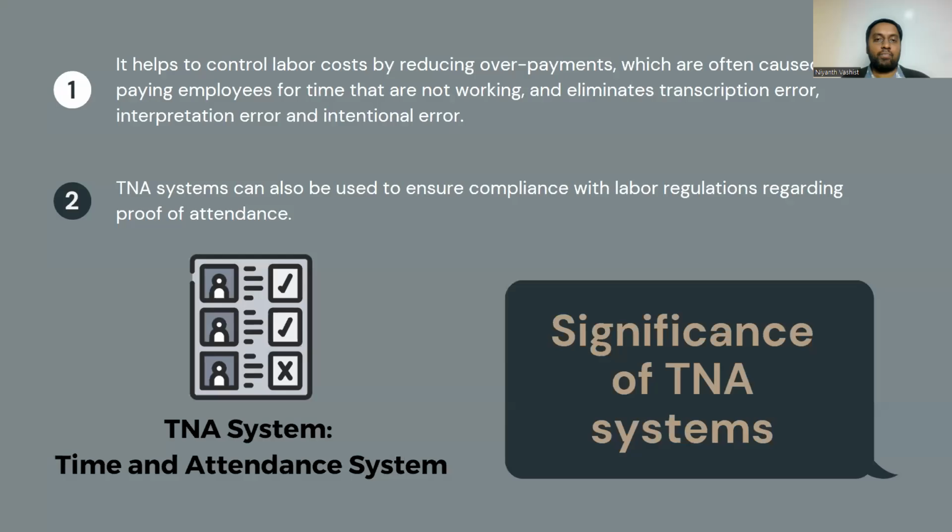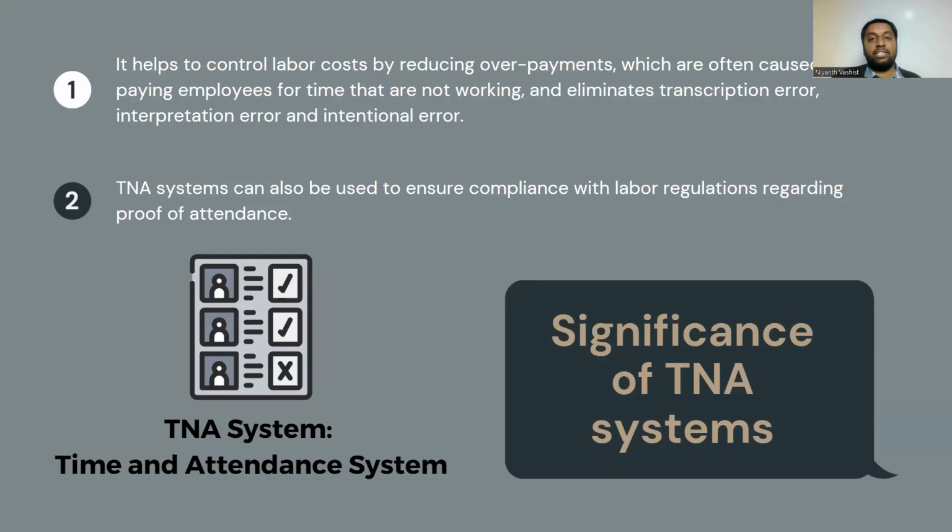wages as well? So to understand the significance, a TNA system is put up. TNA is basically the time and attendance system. This helps in controlling the labor costs. When we talk about labor cost, we understand that labor is a very vital and pivotal role in terms of costing of a project. So this is where we can save money, not by giving them less, but by giving them the right money.